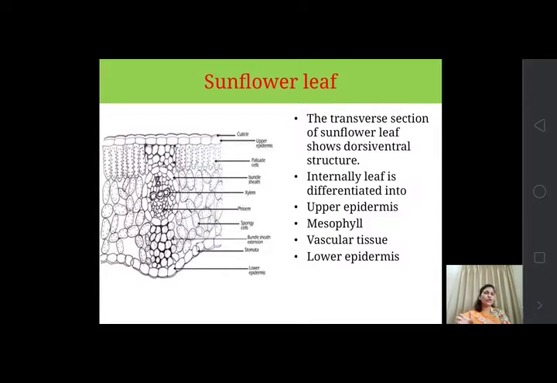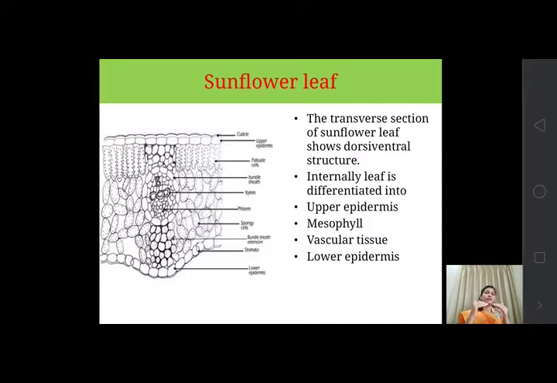In some plants, in some leaves, the mesophyll tissue is homogeneous in structure, but in case of dicotyledonous leaf, they are heterogeneous. Heterogeneous means these mesophyll tissues are differentiated into two types of tissues. Then at the center of the leaf is the conducting tissue, or you can say the vascular tissues, that is xylem and phloem.